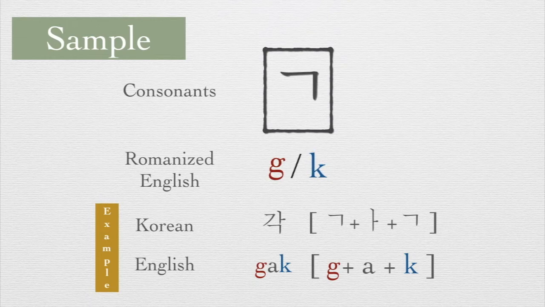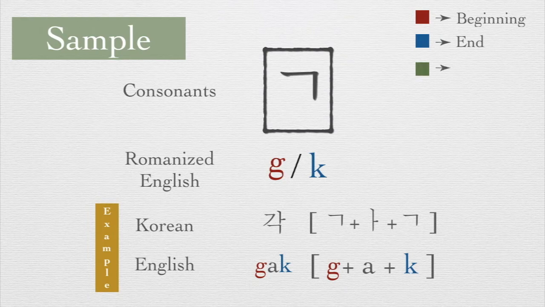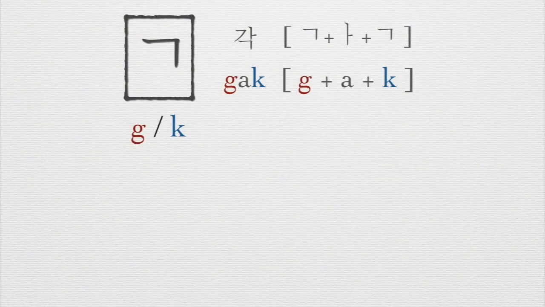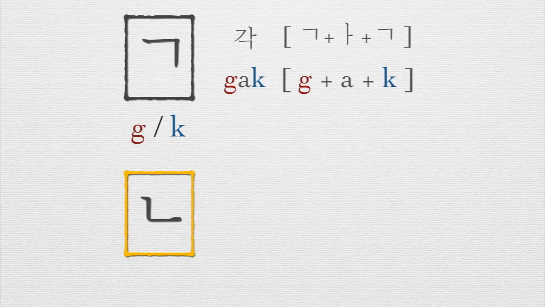The first letter in red is when the consonant appears at the beginning of a syllable, and the last letter in blue is when the consonant appears at the end of a syllable. When a consonant has the same romanized letter for both the beginning and end, I will use this green color. In the same way, let's see the rest of the consonants. 니은 has one romanized letter, N, and it makes nan, N-A-N.